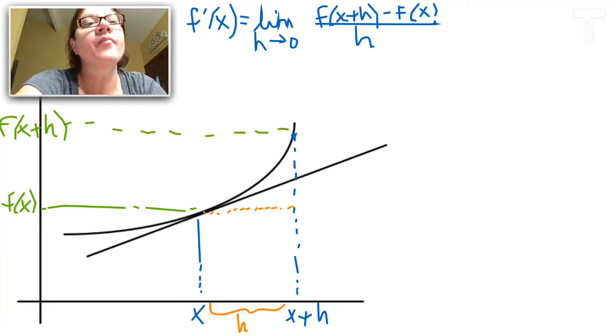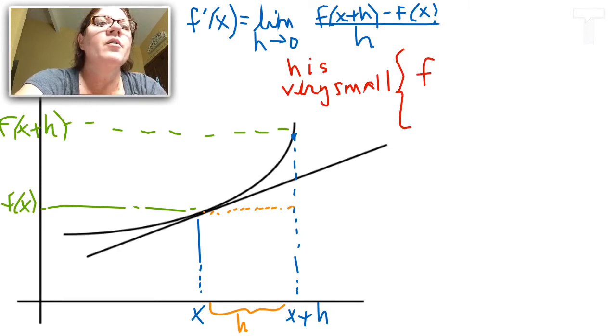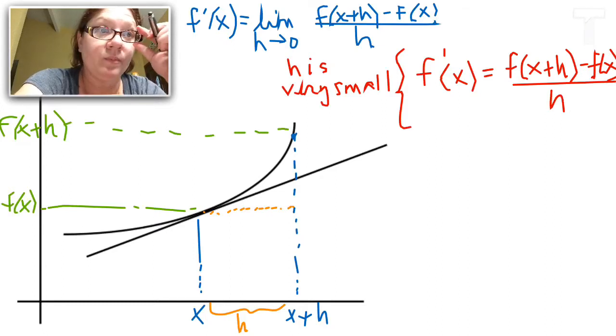Okay, so if we argue or we agree that h is going to be very small, then what we'll say is that the derivative, we know that h is getting smaller and smaller, but the derivative is this for h very small.